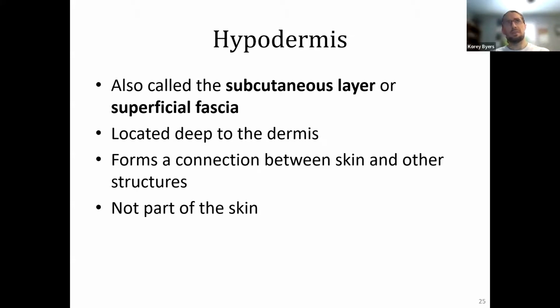So we have epidermis, dermis. Below the dermis, what is connecting our muscle to our skin is the hypodermis. It's a subcutaneous layer, so a subskin layer, called superficial fascia. Fascia is a thin, white connective tissue that's found on top of the muscle. We'll see it when we dissect muscles, but it's located deep to the dermis and forms that connection between the skin and other structures. The hypodermis is not part of the skin. Where do you hear hypoderm? Like hypodermic needle, that's thin, tiny, sharp, it can go below the skin.